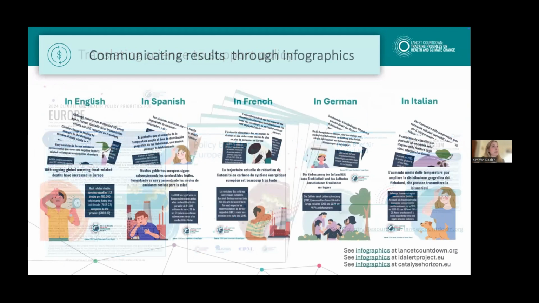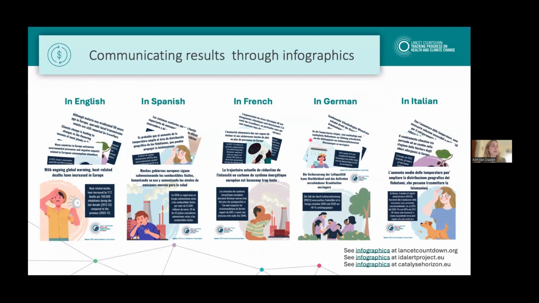We've also developed a range of different infographics. There are 42 available in English, and the ones in Spanish, French, German, and Italian, I think there are about 10 in each language, and you can find those on all of these websites.